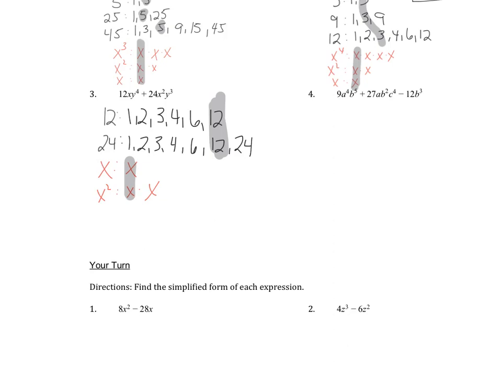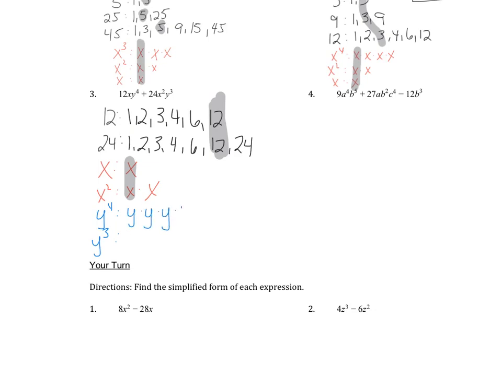Okay. Lastly, looking at my variables, I have y to the fourth for my first one, and I have y to the third for my second one. Let's think back to our shortcut. Which one do we think it's going to be? Probably y to the third, because that's the least exponent, but let's actually try it out.